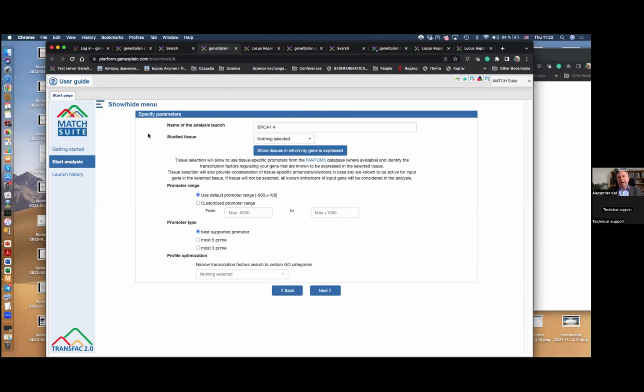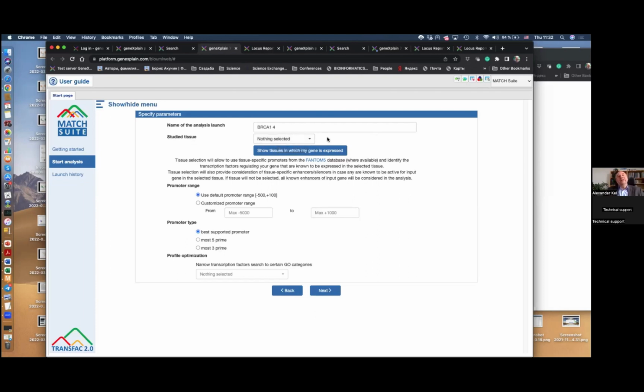So why did I say enhancers? It is important to understand that gene expression is regulated by many different regions in the genome. The most important, of course, is the promoter of that gene, but even the promoter can be different in different tissues. So here we have a selection for studied tissues. If nothing is selected, it means we don't know which tissue; we are agnostic to the tissue, more or less.